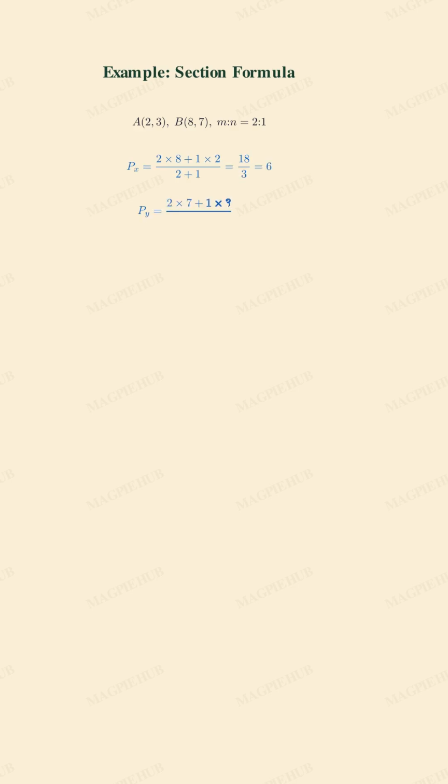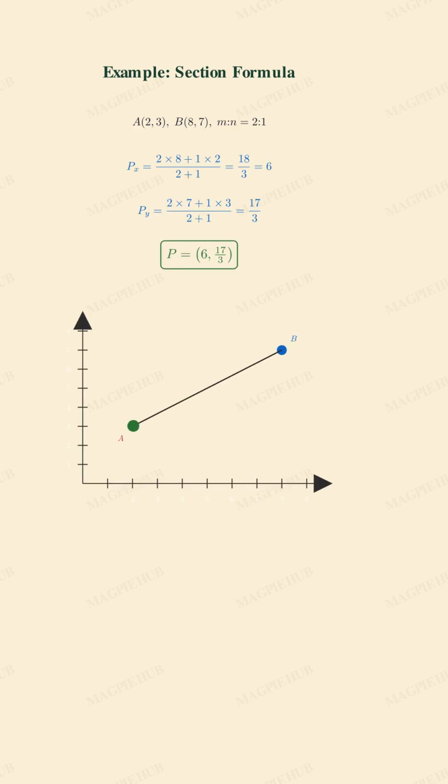Example, find the point dividing A at 2, 3 and B at 8, 7 in the ratio 2 to 1. Px equals 2 times 8 plus 1 times 2 divided by 2 plus 1 equals 18 over 3 equals 6. Py equals 2 times 7 plus 1 times 3 divided by 2 plus 1 equals 17 over 3 equals 5.67. So P is at 6, 17 over 3. Watch P slide along AB to the exact position.